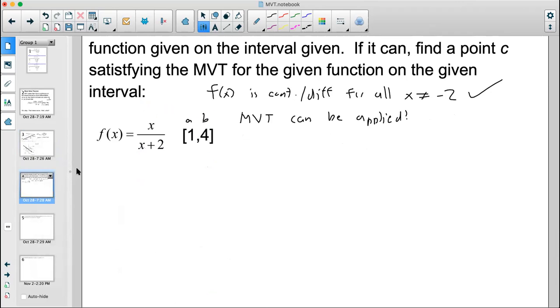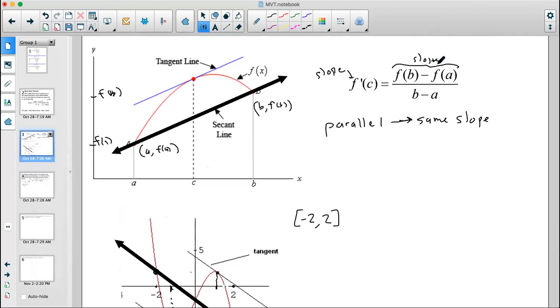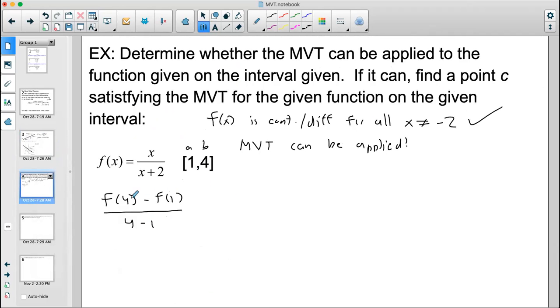So I do f of 4. I'll do it right here. f of 4 minus f of 1 over 4 minus 1. This is the right-hand side of this expression. So f of 4 means I put a 4 in here. I get 4 over 6, which is 2/3. Minus, I put a 1 in here. I get 1 over 3, which is 1/3. And the bottom of this is 4 minus 1, which is 3. 2/3 minus 1/3 is 1/3. 1/3 divided by 3 is 1/9.